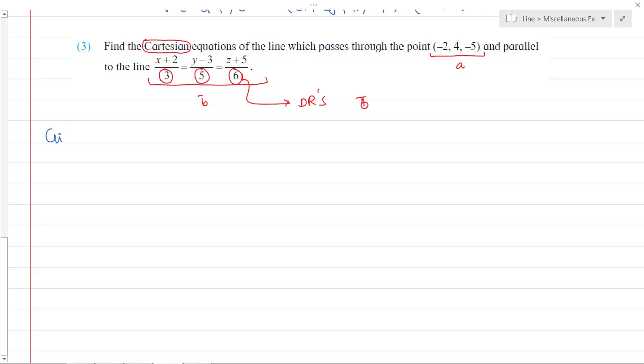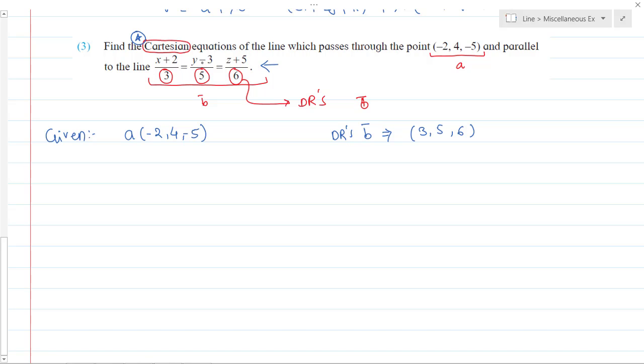So how can we write here? The given information is a point, which is nothing but (-2, 4, -5). This is the given line, and the direction ratios of b you can easily find out. The direction ratio of b bar is nothing but the denominators of the equation of line, which is 3, 5, 6. Perfect.